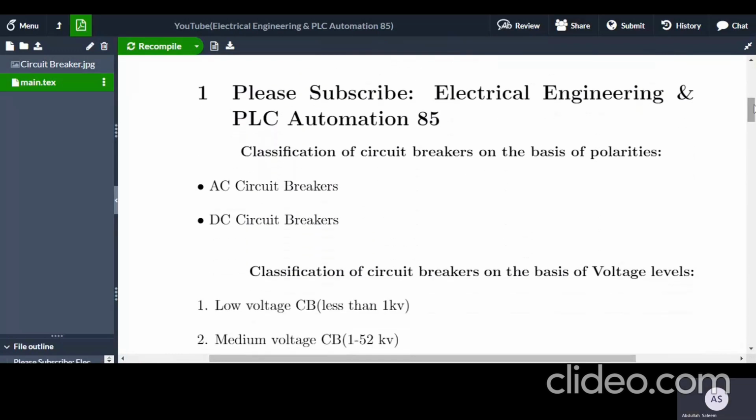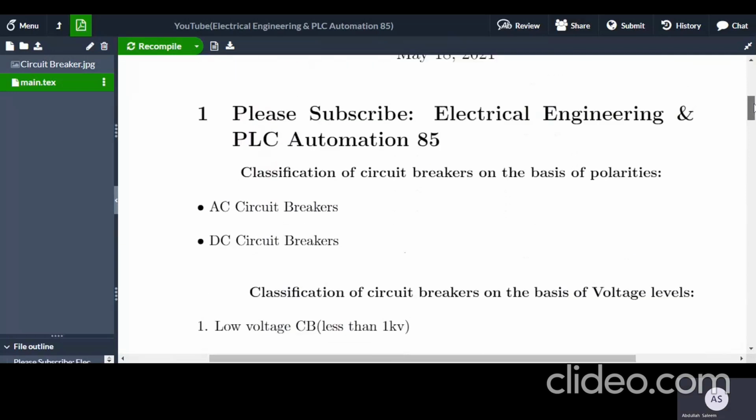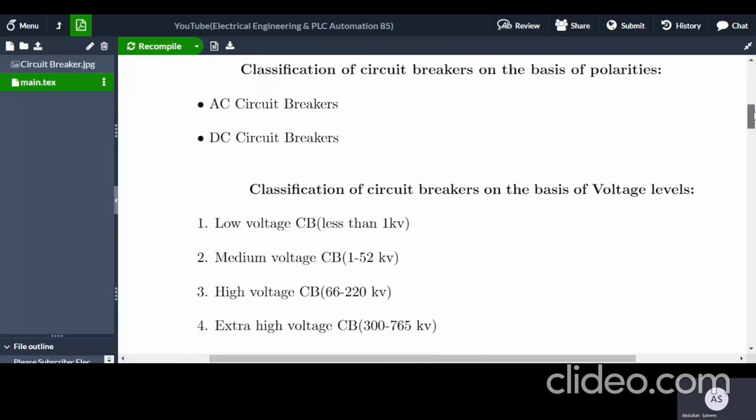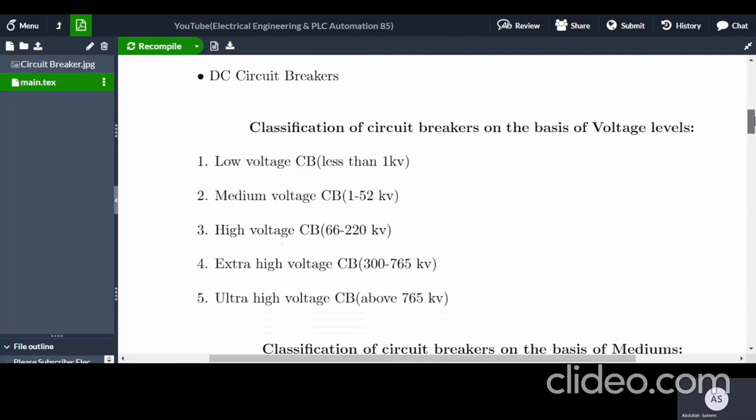Classification of circuit breakers on the basis of polarities. There are two types of polarities. We will categorize our circuit breakers as AC circuit breakers and DC circuit breakers. Next we will see classification of circuit breakers on the basis of voltage.